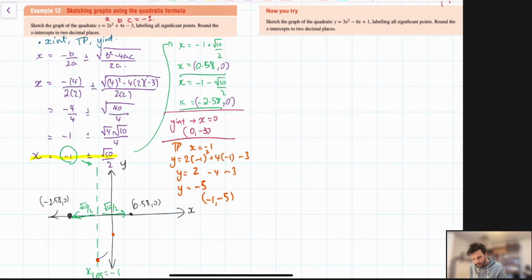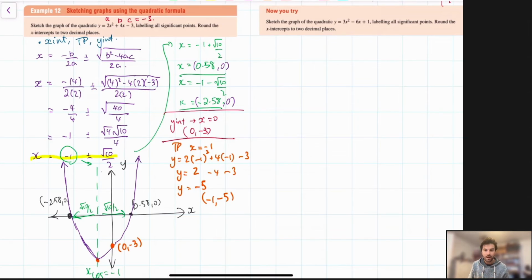So I may need to move that y-intercept a bit. And obviously this is a little bit to scale. Let's move that. I'll draw this in first. There we go. So this is how we can sketch using our quadratic rule.